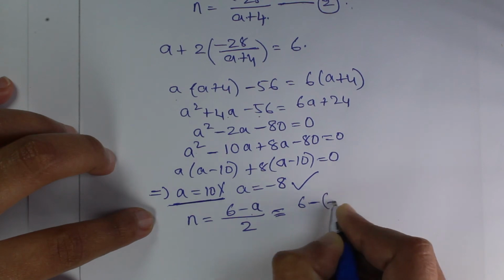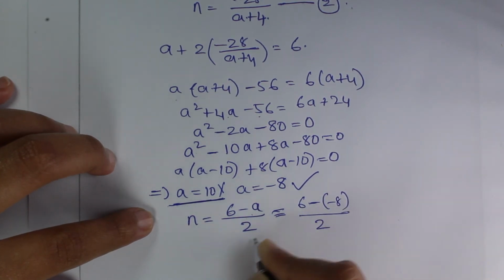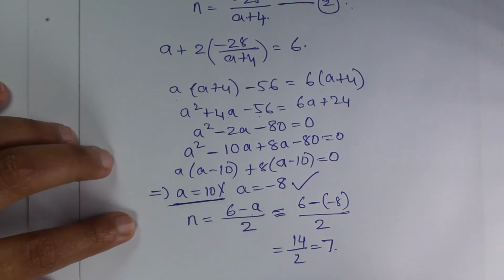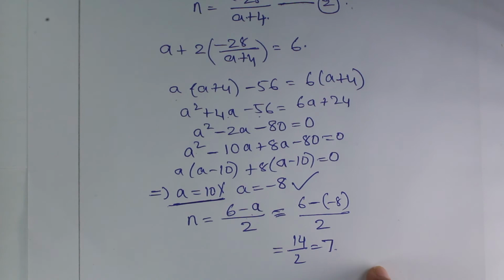So 6 minus of minus 8 divided by 2. That is equal to 14 by 2. That is equal to 7. So how many terms are there in the series? 7 terms are there in this series.